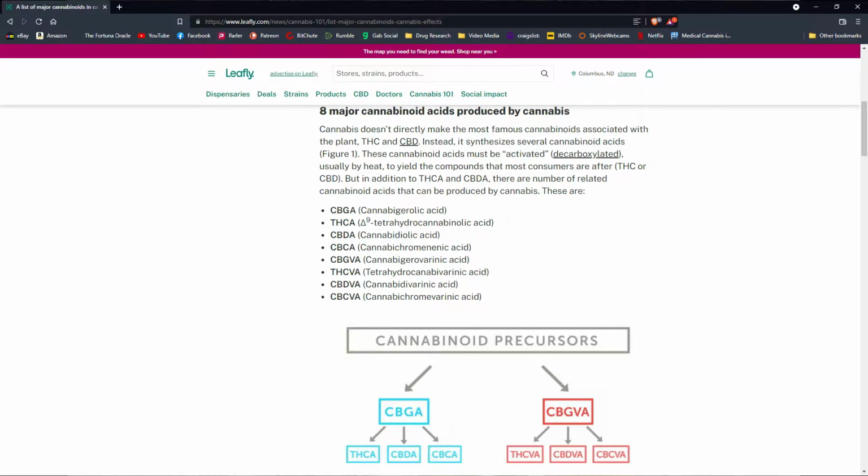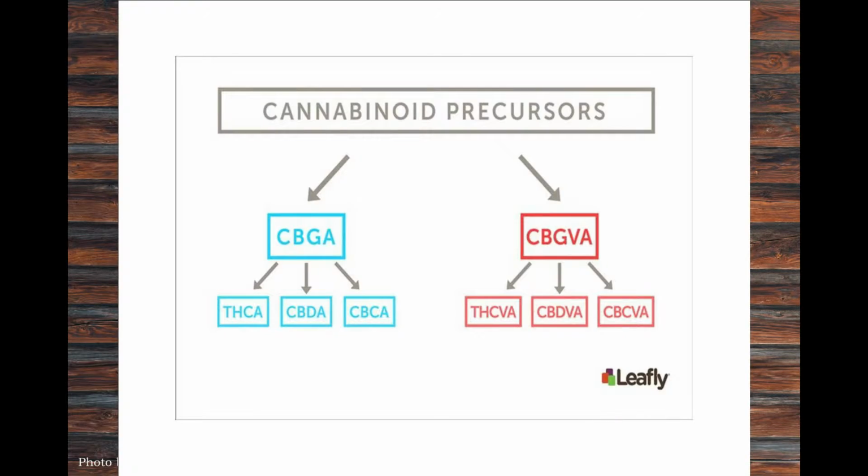There are 8 major cannabinoid acids produced by cannabis: CBGA, THCA, CBDA, CBCA, CBGVA, THCVA, CBDVA, CBCVA. If you want to try to pronounce any of those, have at it.